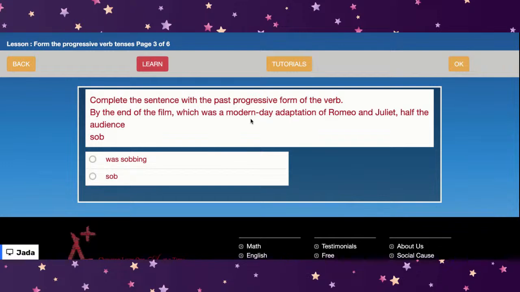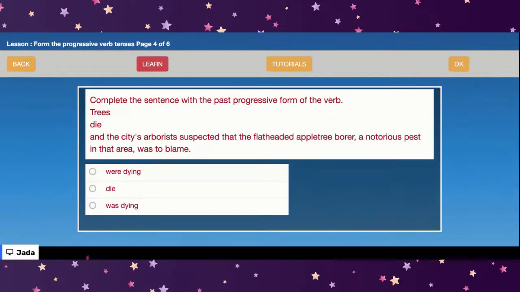By the end of the film, which was a modern day adaptation of Romeo and Juliet, half the audience sobbed. So past progressive, half of the audience were sobbing, so they were crying at the end. Trees died, and the city's arborist suspected that the flat-headed apple tree borer, a notorious pest in that area, was to blame. Past. Okay, so trees were dying.